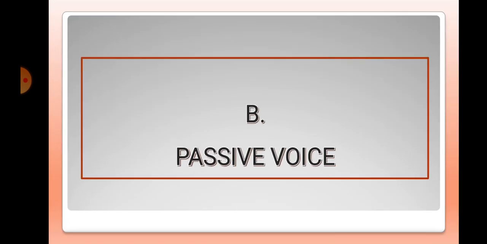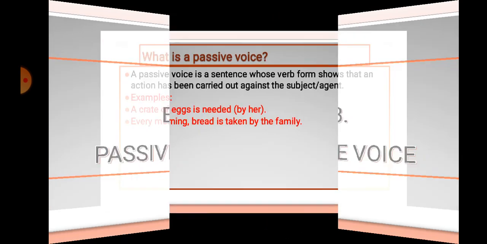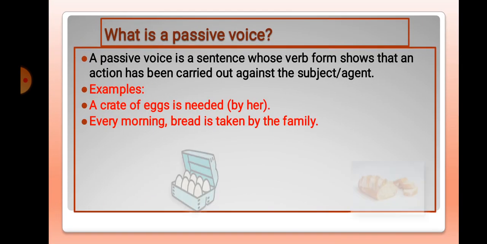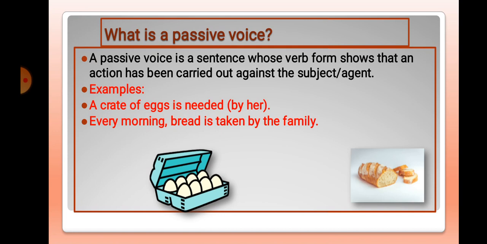Let's look at passive voice. When do we say a sentence is in its passive form? A passive form or voice is a sentence whose verb form shows that an action has been carried out against the subject or against the agent. So here, the agent or the subject or the doer or the performer of the action does not matter. What matters is the receiver, the experiencer of the action.